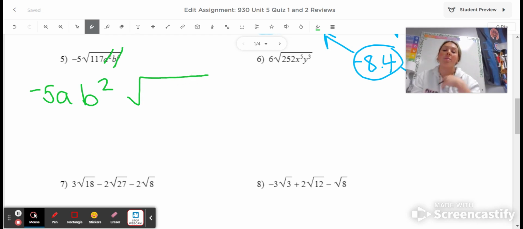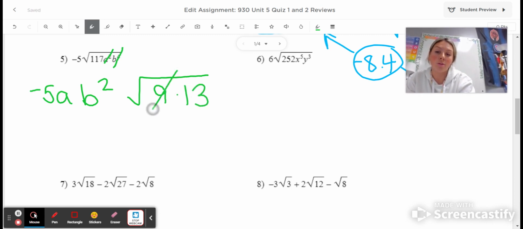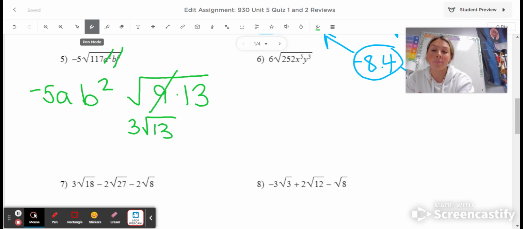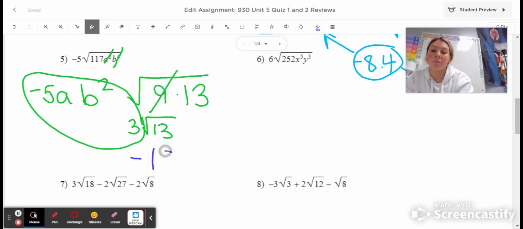Now, 117. I'm not even entirely sure what 117 is divisible by, so I'm going to try my calculator. It ends in a 7, so I'm going to start with 9. 117 divided by 9, I get 13, so that's perfect because 13 is prime. So if I have 9 times 13, the square root of 9 is 3. So I'll have a 3 on the outside, 13 on the inside, and I'm going to do 3 times all of this. So 3 times negative 5, we would get negative 15 a b squared square root 13.